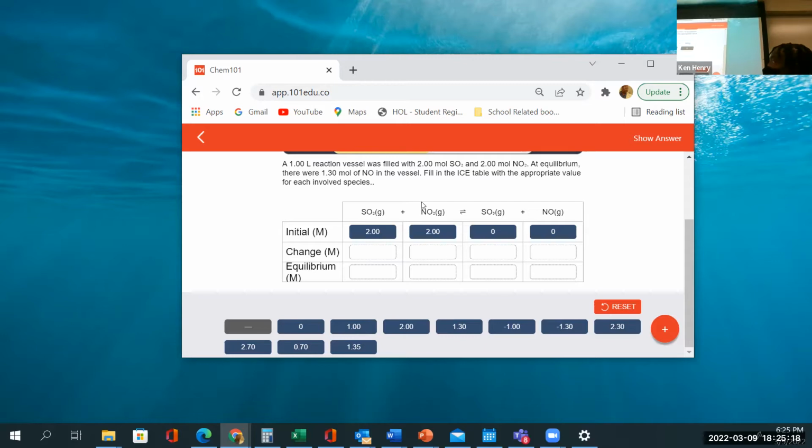But if we think about it, at equilibrium, don't we have a value at equilibrium? It says at equilibrium, there was 1.30 moles of NO. So if this is 1.30 moles of NO, that's our equilibrium value. That's also going to be our change value, right? So then if there's 1.30 moles of NO, then how many moles of, I can't even read that. Is that SO3? Okay. Isn't it a 1-to-1 ratio? So what should the value be?